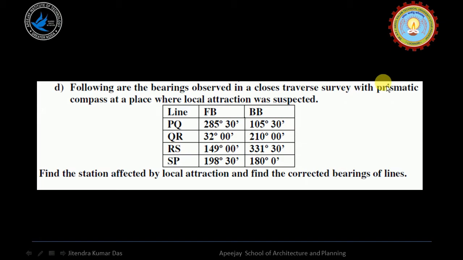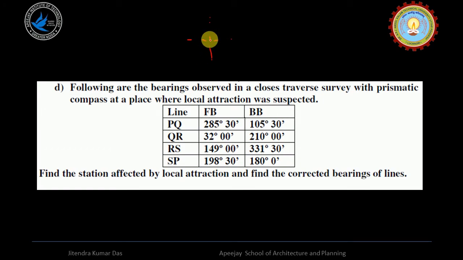Now we have two questions. We will do two questions to understand it carefully, and they may come in our exam also. So question number 1. Here we can see the line PQ, and line PQ is like 283.